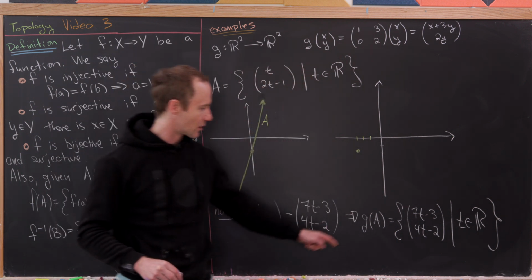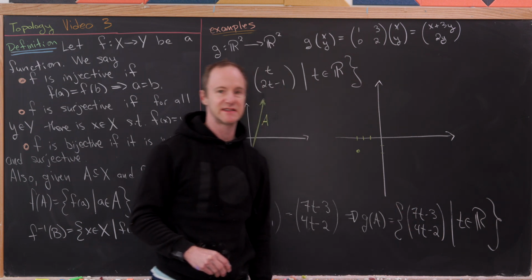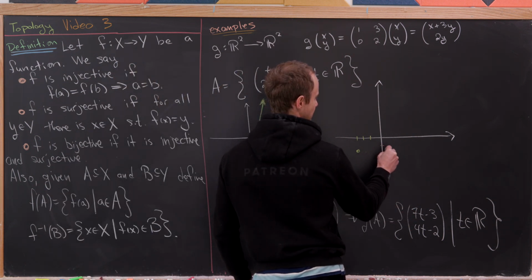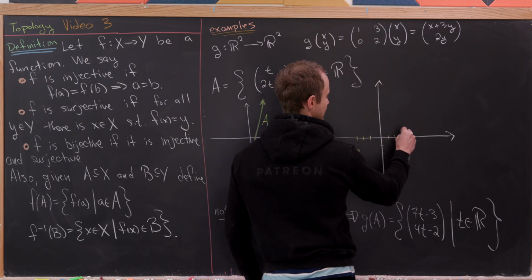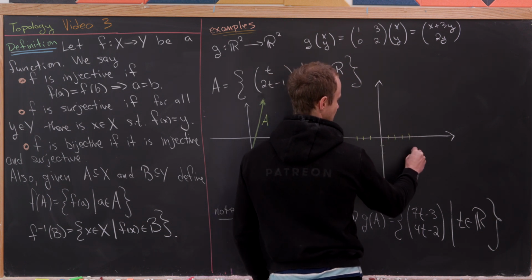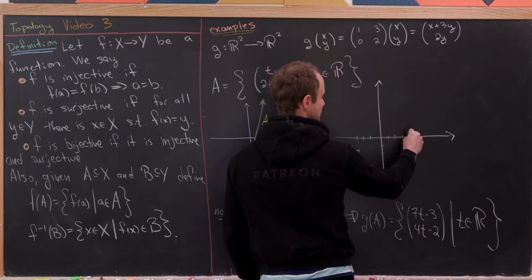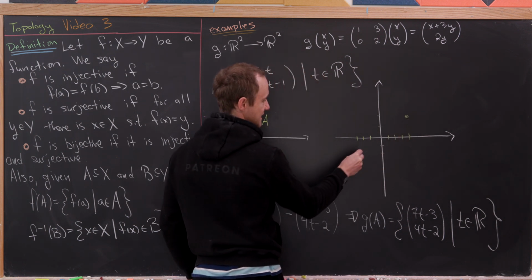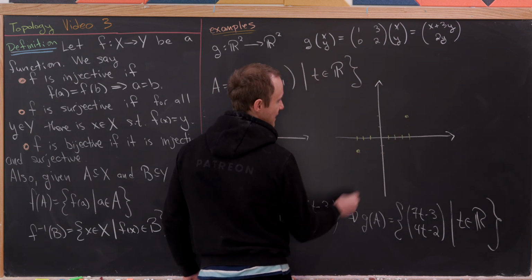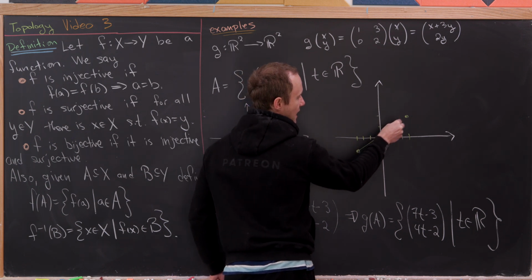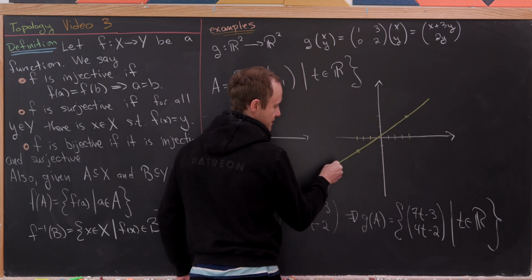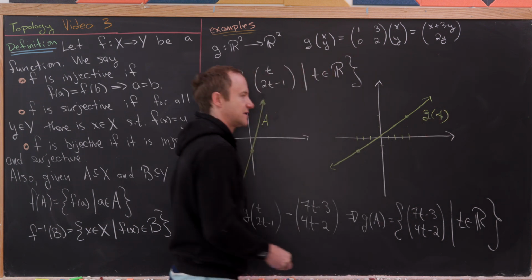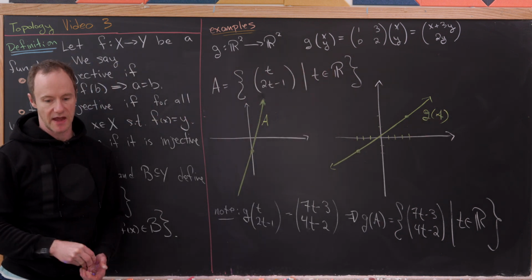And then here we'll go to the right 7 units and up 4 units. So let's see, 1, 2, 3, 4, 5, 6, 7. So that's going to be over here. And then up 4, 1, 2, 3, 4. So that's going to be right around there, and that's going to be our next point. But now we'll just draw a line through both of those, and that'll be all of the points in this set. So that's our image g of A.